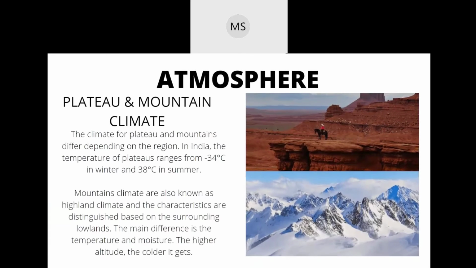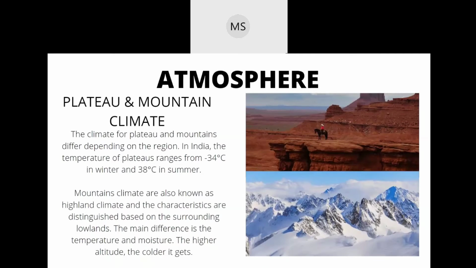The last is plateau and mountain climate. The climate for plateaus and mountains differs depending on the region. In India, the temperature of plateaus ranges from -34 degrees Celsius in winter to 38 degrees Celsius in summer. Mountain climate is also known as highland climate, and the characteristics are distinguished based on the surrounding lowlands. The main difference is the temperature and moisture. The higher the altitude, the colder it gets.